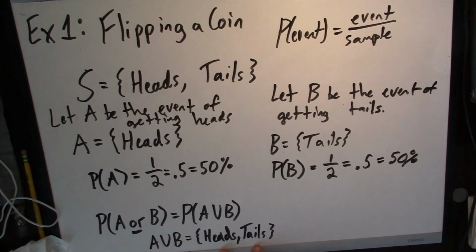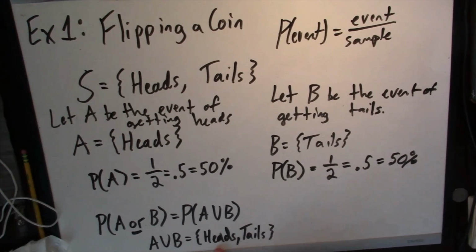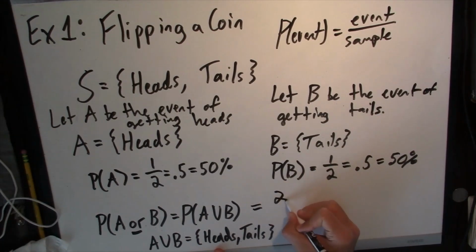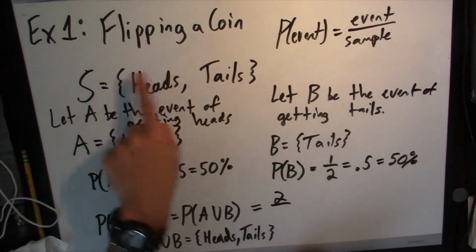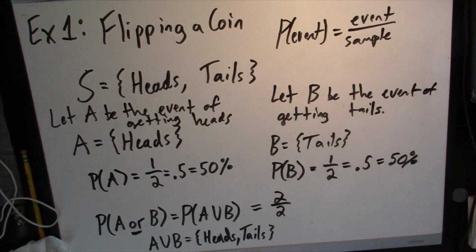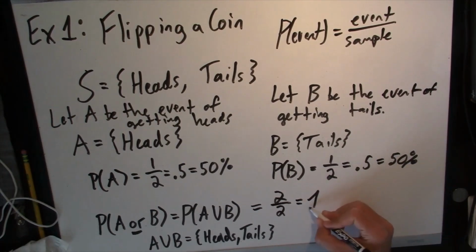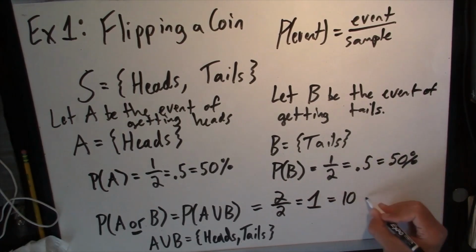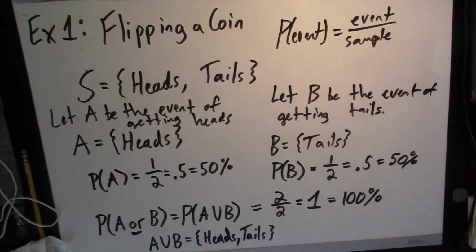So the probability, well, we have two outcomes here. So that's 2, and we have 2 total in the sample space. So 2 over 2, which is 1, which is 100%. So the probability of getting a heads or a tails is 100%. If we flip the coin, we're either going to get a heads or we're going to get a tails. There's no other, it's certain that we're going to get either heads or tails.